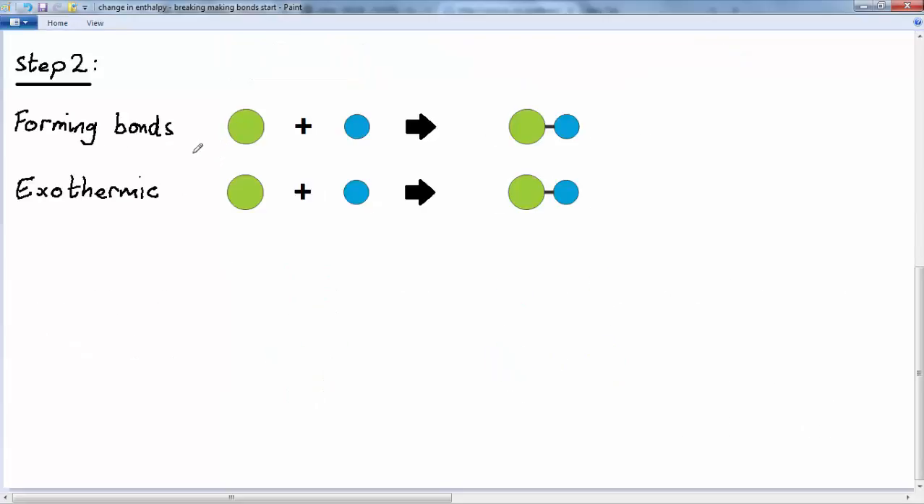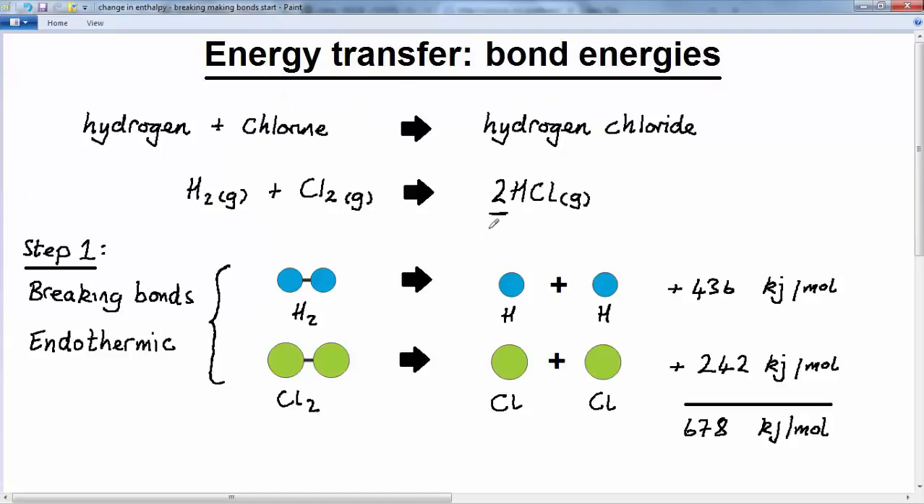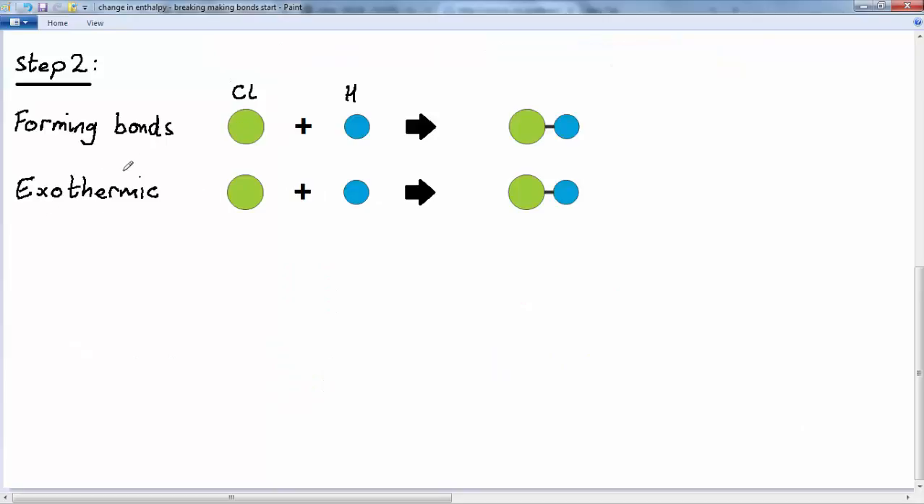So as I just mentioned, in step 2 we're forming bonds. We're forming a bond between the chlorine atom and the hydrogen atom, and we do that twice because you'll remember that 2 hydrogen chloride molecules are formed in this reaction. Okay? The forming bond process is exothermic. Heat is released when bonds are formed.